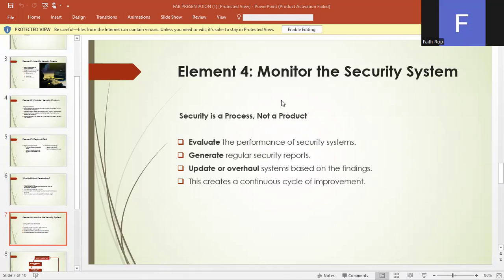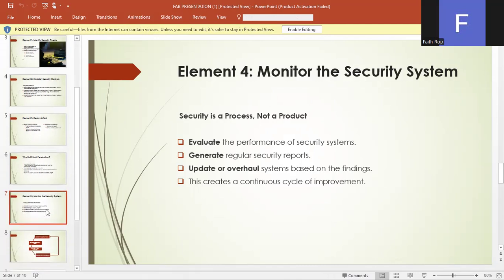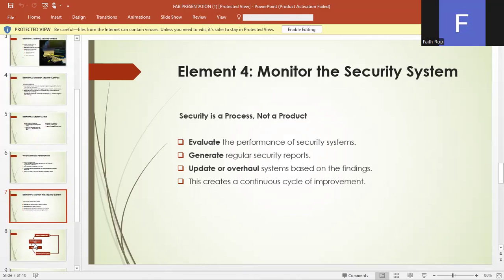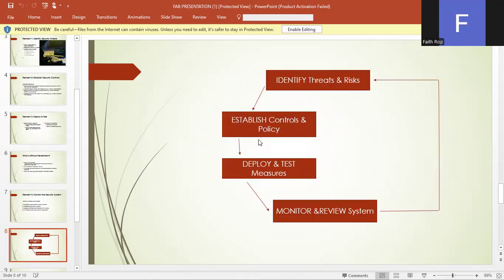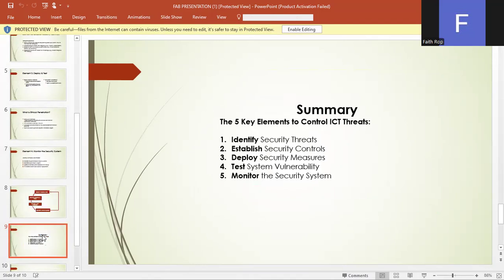Okay, I hope everyone has gone and tried to understand more about them in the group rooms. So we come and summarize the unit. This is basically the whole cycle of what you have learned: identifying the threats and risks, establishing controls and policy, deploying the test and measures, and monitoring and review of the system. So in summary, those are the 5 key elements to control the ICT threats: identifying security threats, establish security, deploy, test and monitor.